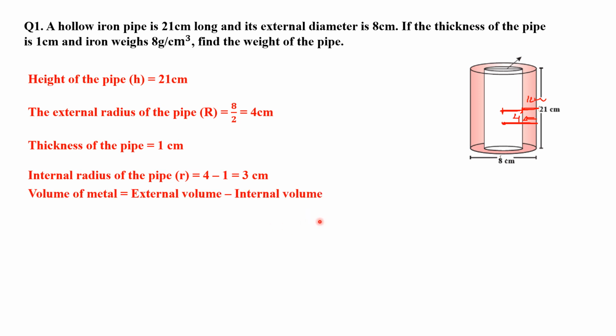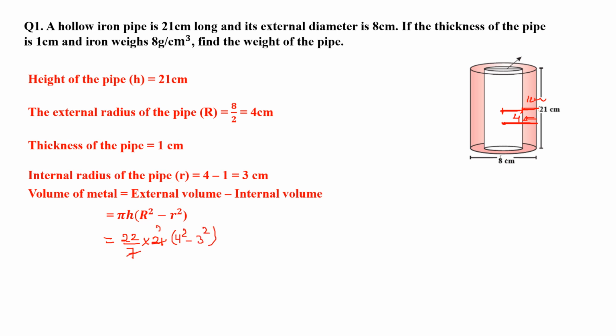So now I'm going to use the formula. Volume of metal is external volume minus internal volume. And I'm going to put in all the values, and from here I'm going to get the volume of the metal. So the pi value is 22 by 7, height is 21, external radius is 4 square and internal radius is 3 square.